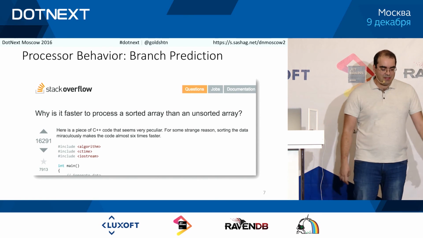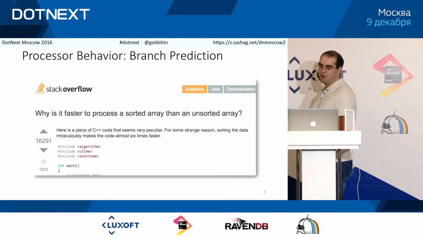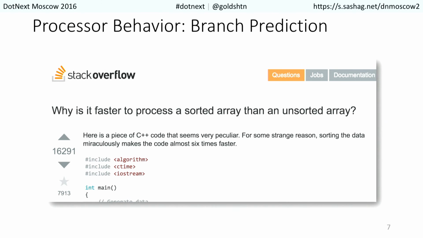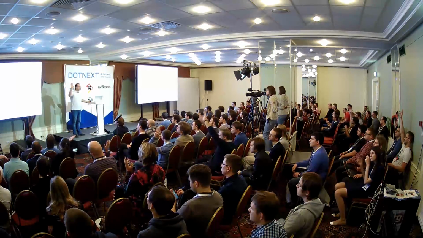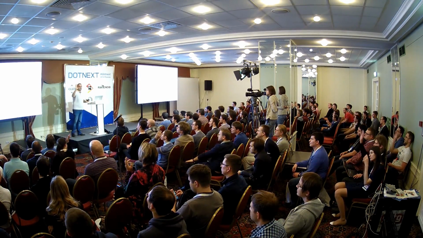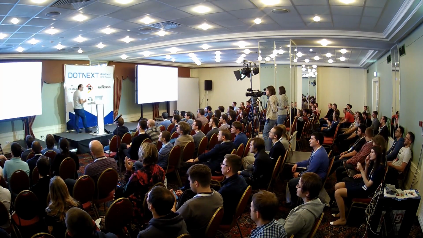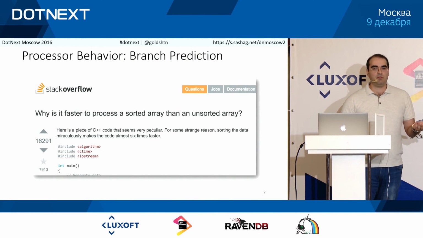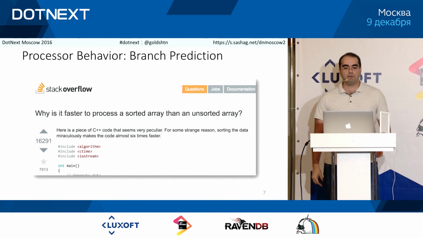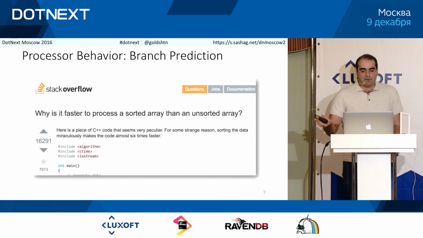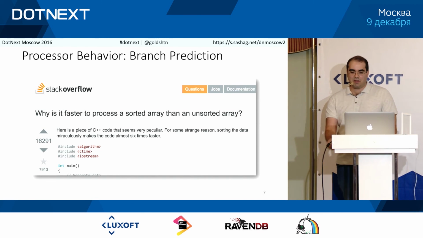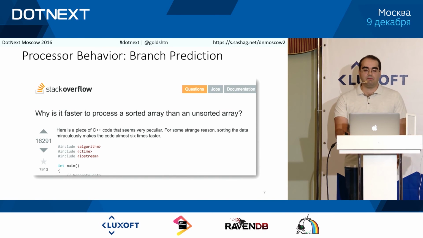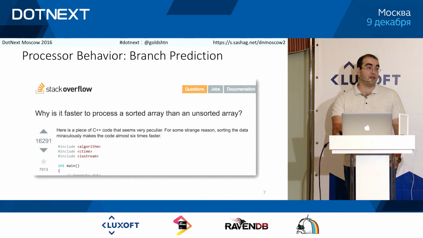How many of you have seen the super popular question on Stack Overflow? Why is it faster to process a sorted array rather than an unsorted array? How many of you have seen this before? Just a few. Don't be shy. Okay, still just a few. So you see it's got an incredible amount of upvotes. Here is a piece of C++ code that seems very peculiar. For some strange reason, sorting the data miraculously makes the code almost 6 times faster.